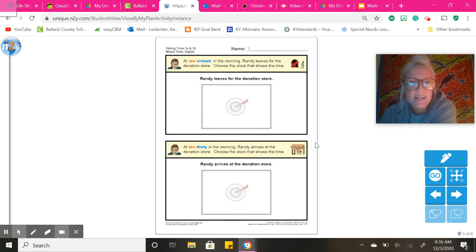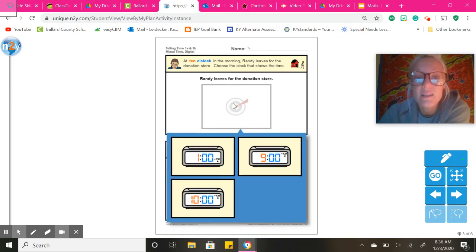Okay, so at 10 o'clock in the morning, Randy leaves for the donation store. Choose the clock that shows the time. So 10 o'clock. This is your digital clock. So 10 o'clock.